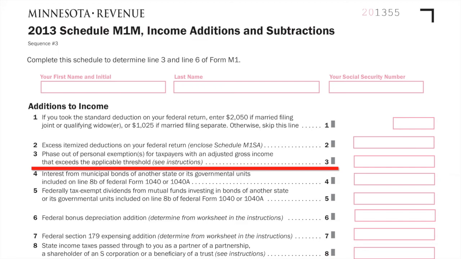So M1M line 3, the personal and dependent exemption phase out. Taxpayers with higher incomes must separately compute a phase out of personal and dependent exemptions and enter it in addition to their income on Schedule M1M. Taxpayers are no longer subject to the phase out on their federal return if their AGI is $250,000 or less for single filers, $275,000 or less for head of households, and $300,000 or less for married joint filers. But Minnesota's lower phase-out limits affect taxpayers whose federal AGI exceeds $178,150 for single filers, $222,700 for heads of household, $267,200 for married joint filers, and $133,600 for married separate filers.